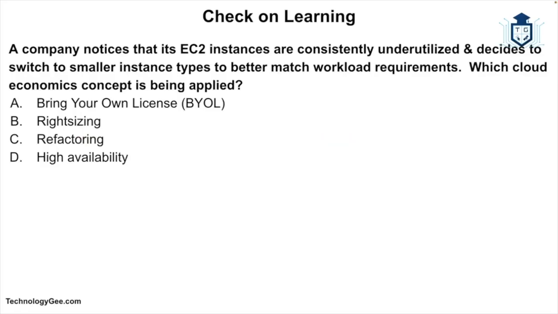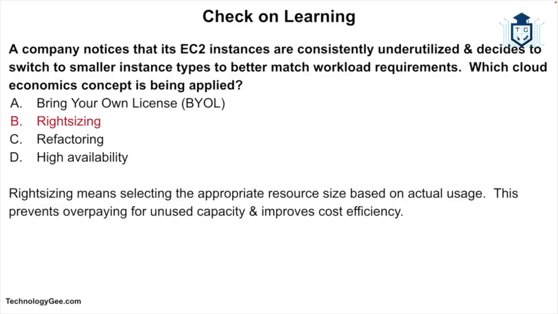And our final question is, a company notices that its EC2 instances are consistently underutilized and decides to switch to smaller instance types to better match workload requirements. Which cloud economics concept is being applied? Is this bring your own license, right sizing, refactoring, or high availability? And the correct answer is right sizing. So right sizing simply means selecting the appropriate resource size based on actual usage. And this prevents overpaying for unused capacity, and it improves cost efficiency.